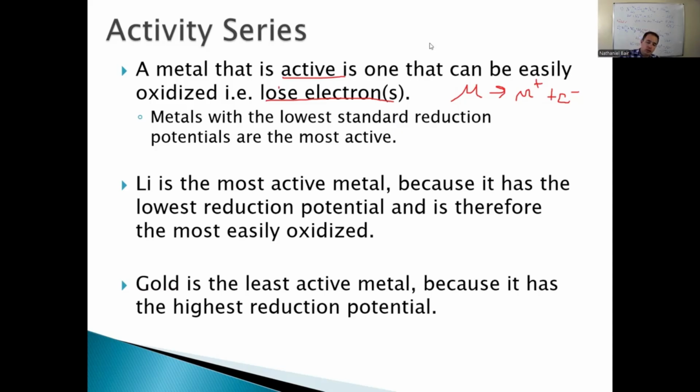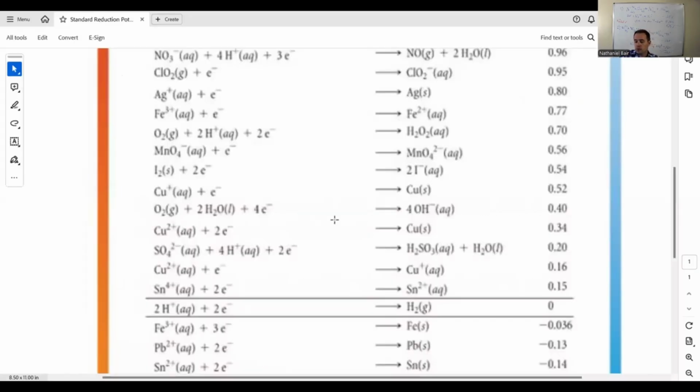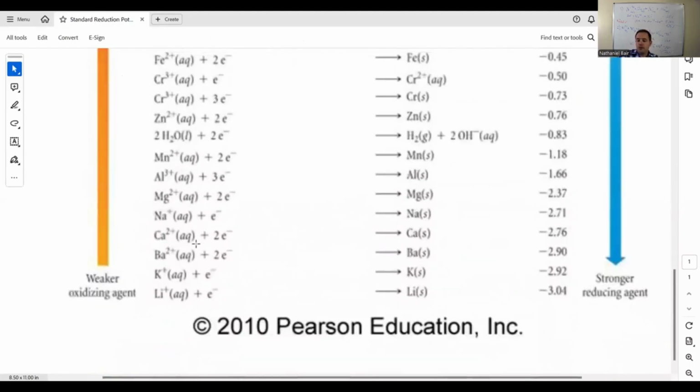So how can you use a table of standard reduction potentials to predict who is eager to lose electrons and who is not? Well, down here at the bottom is where your most active metals are going to be. The most active metals are at the bottom of a standard reduction potential table. Here's why. If you look at these reductions, these have negative voltages. These metals don't want to be reduced. They actually want to go in the other direction. They want to be oxidized.